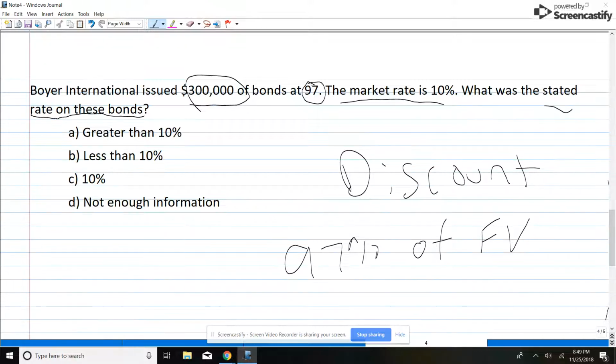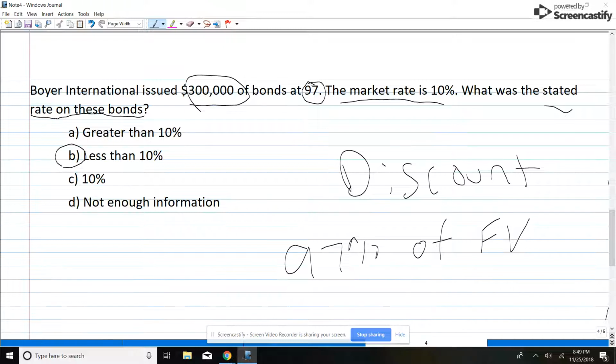So we know that the relationship that exists between the market rate and the effective rate is that the effective rate has to be lower than the market rate because we're getting a discount. So that means that the answer is B.